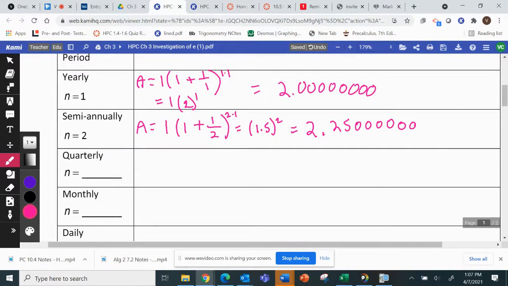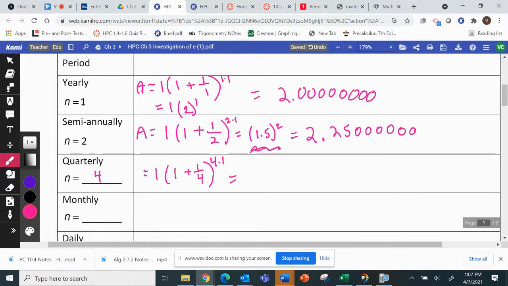So the next one is quarterly. How many times per year would quarterly be? 4. So we're going to do $1, 1 plus a fourth to the 4 times 1. There's no reason to do this simplified step if we're going to use the calculator the whole time. If you do it in fraction form, your answer usually comes up as a fraction if it can. So I would just do it in decimal form.